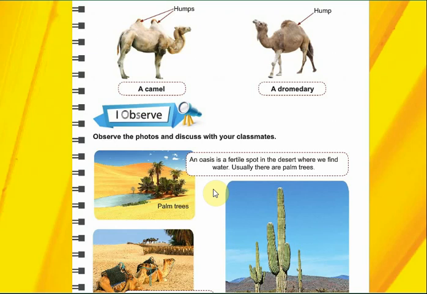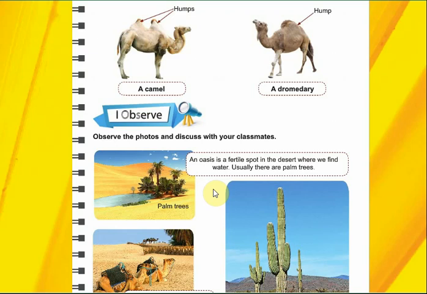But first, let's make a revision for the previous session. As we said in the previous session, the desert is a hard environment. There is a lot of variation in temperature between day and night. It's so hot during the day and so cold during the night. In the desert, there is a small amount of water. There is little rain.